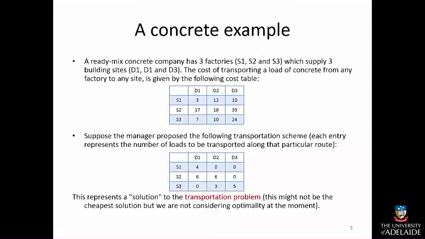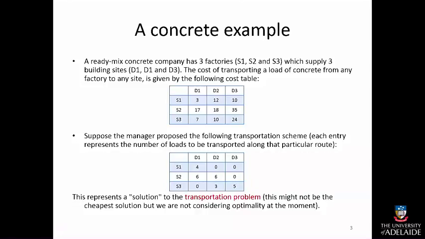A ready-mix concrete company has 3 factories, S1, S2, and S3, which supply 3 building sites, D1, D2, and D3. The cost of transporting a load of concrete from any factory to any site is given by the following cost table. The first table shows the cost of transporting a load of concrete from any factory to any site.